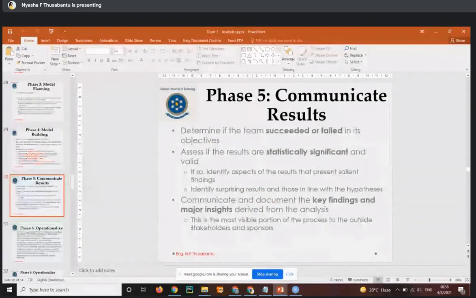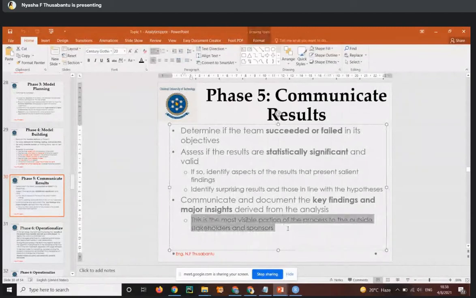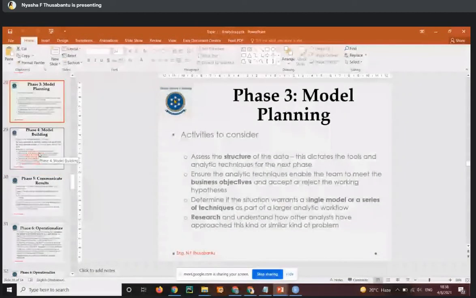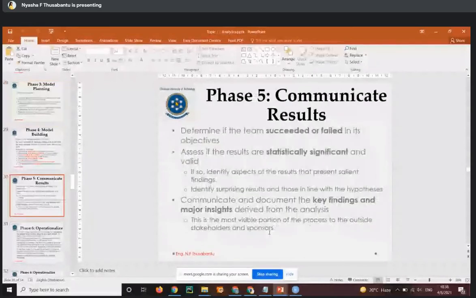This is the most visible portion of the process to the outside stakeholders and sponsors. Remember, I said this is what the stakeholders, the project sponsor, want to know: can I get a return on investment? Whatever model you use, whatever technique, speak to me like I'm 5 years old. Someone said, if you can't convince me in the first 5 seconds of your speech, then your project is not worth investing in. So if I want to convince someone in 5 seconds, the best way is to show them a graph.